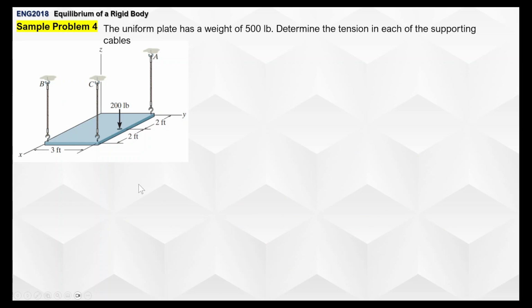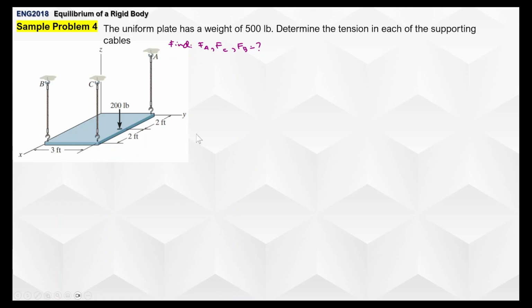Let's try for some actual sample problems. So here we have a uniform plate and it has a weight of 500-pound force. Determine the tension in each of the supporting cables. So we're here to determine FA, FC, and FB. Or you could also label it as TA, TC, TB. It's fine. We have the following dimensions, and there's an applied force of 200-pound force. That's 2 feet from the y-axis and 3 feet from the positive x-axis.